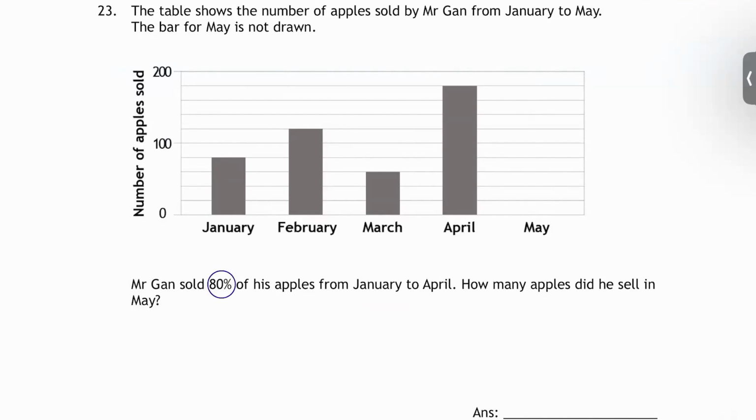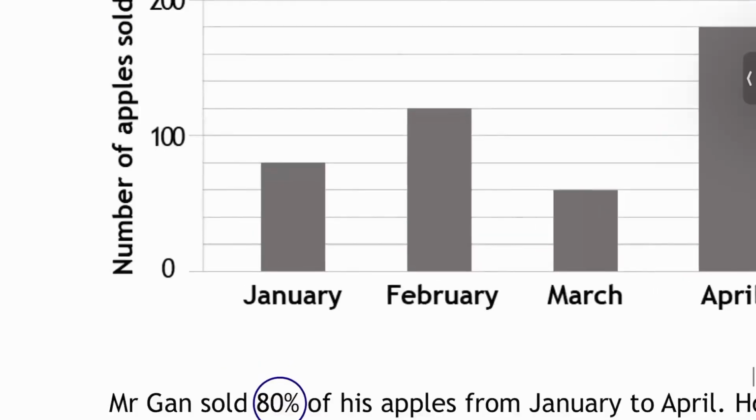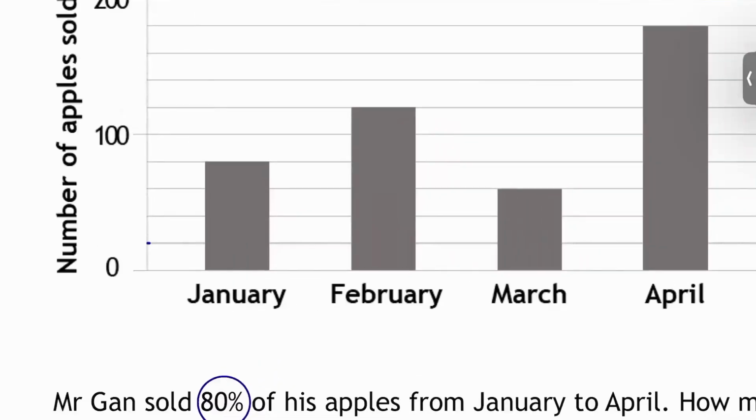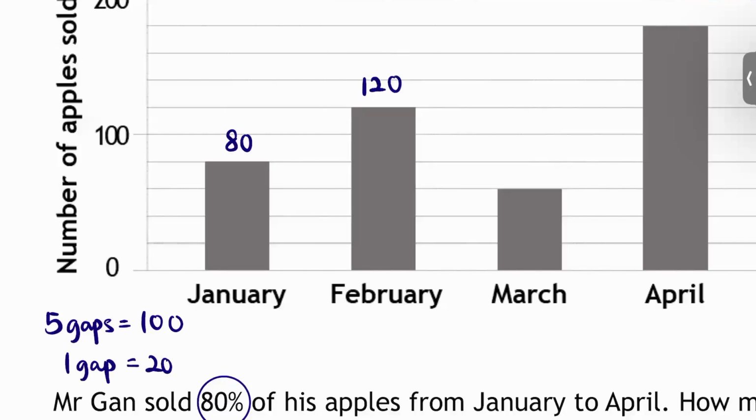So if we look at this question, first figure out what all the data is here. Over here we have 1, 2, 3, 4, 5 gaps, isn't it? You count, there are 5 gaps. So a good habit will be to find out what is the value of one gap, which is 20. So the value of one gap is 20. Here we have 8 gaps, 80, 120. So use your ruler because sometimes it might be in the middle.